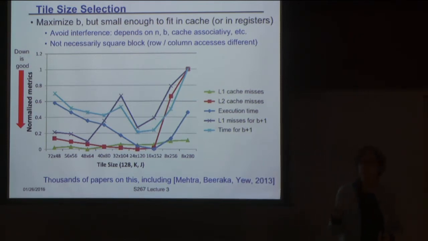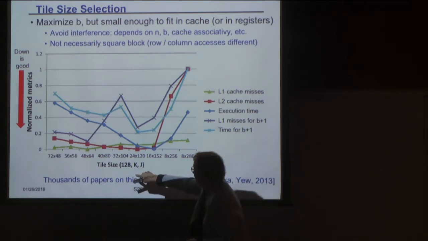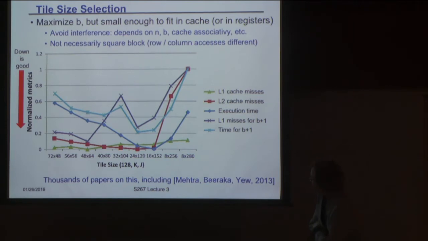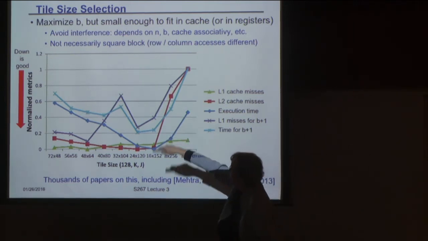And for that reason, the caches are going to have some level of associativity, and that means we can store a few things in that place in the cache, just to prevent certain kinds of really bad behavior. But this is looking at a real machine. I meant to put the problem size on here. I think this is over a 1K by 1K matrix, looking at these different tile sizes, and these are normalized metrics.